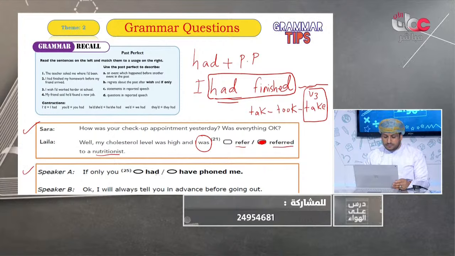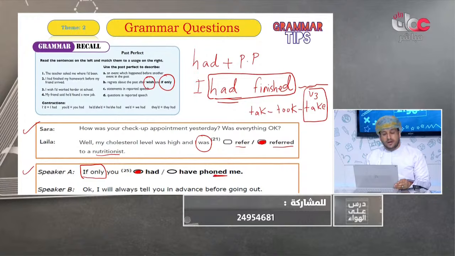Number 2. If only you had phoned me. Okay, I will always tell you in advance before going out. So you have to read the question carefully, see the kind of grammatical point targeted in each question, and try to decide which one is the correct answer. Whenever you find if only and wish, it will be followed by past perfect, had plus past participle. So the correct answer is had: if only you had phoned me.